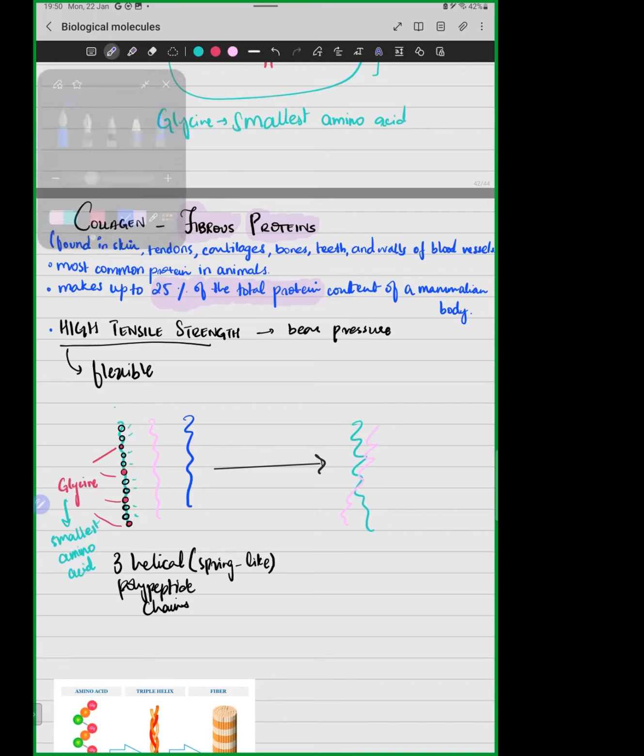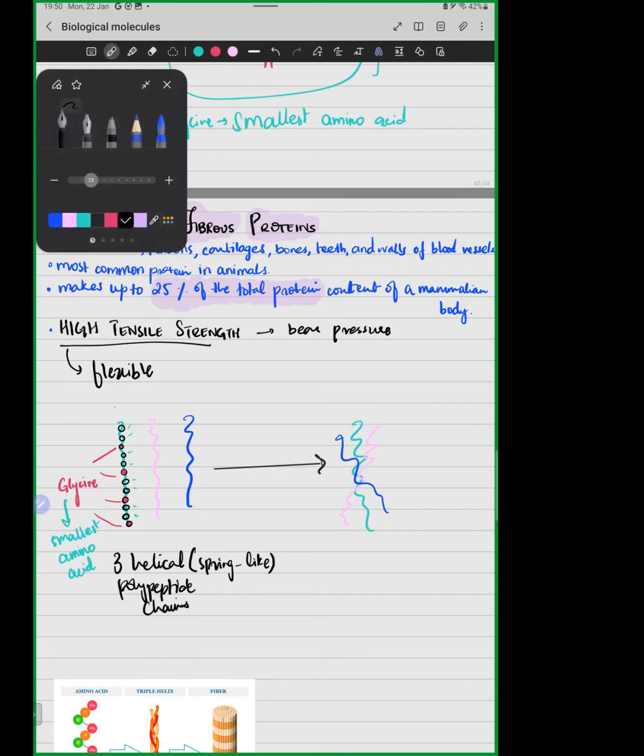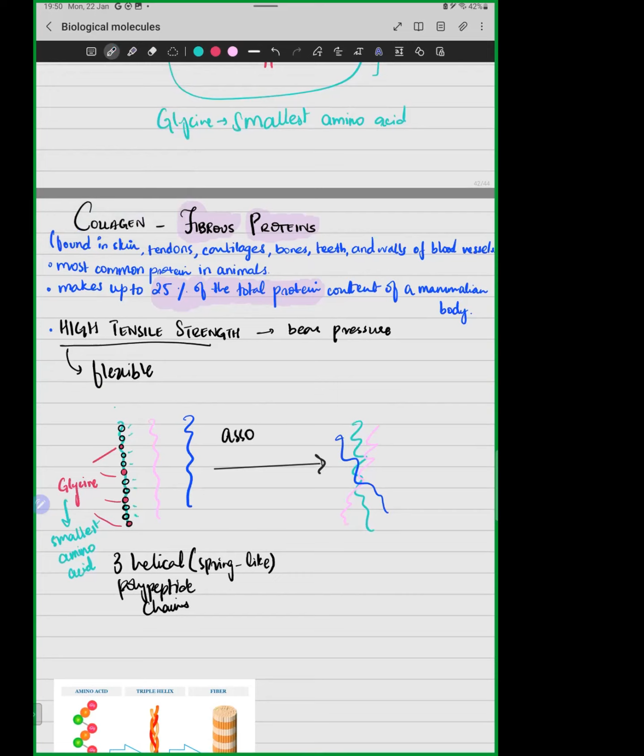Which is what? Through which bond are they associating, or through which bonding are they interacting? They're interacting via your hydrogen bonds. This is the first thing that you need to remember. Actually, the second thing that you need to remember. The first thing you need to remember is that three helical polypeptide chains are going to form something we will just discuss in a bit.